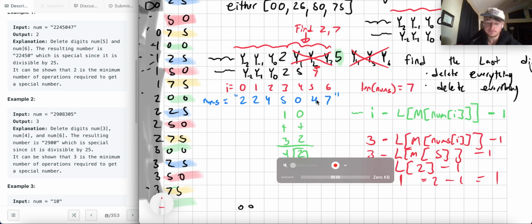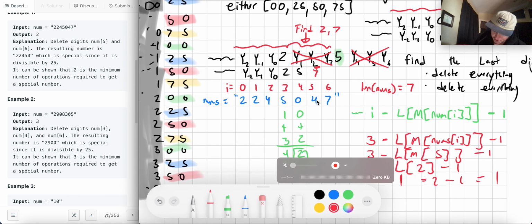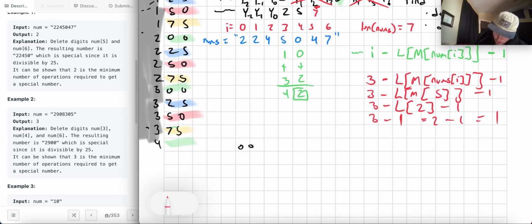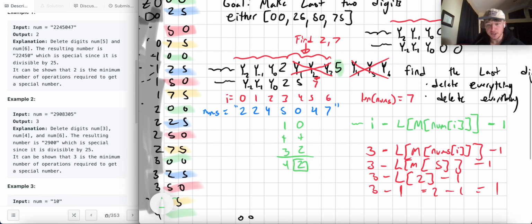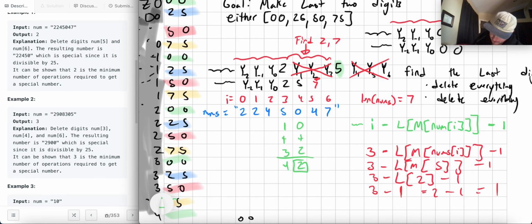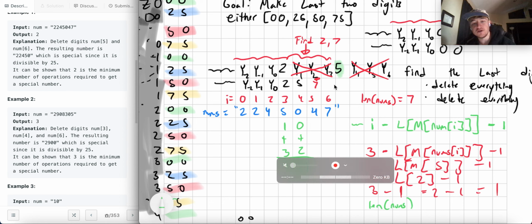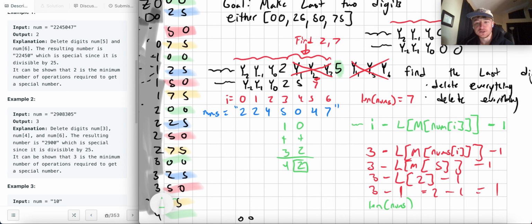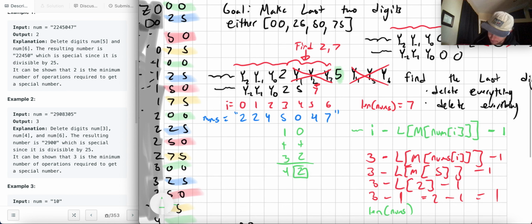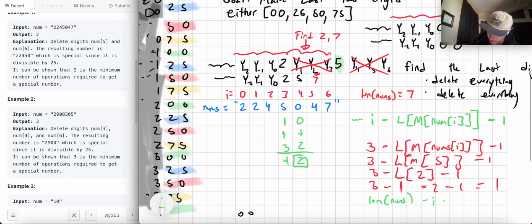Well, that's just what comes after, which would be, simply put, the length of nums, right? Because that's how many you have to delete. Minus i, minus 1, right? So the length of nums is 7. Here, I have to delete 2. My index is 4, so 7 minus 4 is 3. That's 1 too big, so I minus another 1. So I do length of nums minus i minus 1.